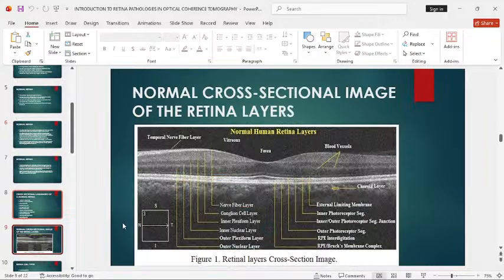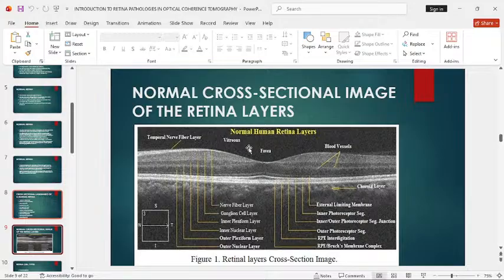So this is a normal cross-sectional image of the retina layers. In this image, you will be able to appreciate all the layers of the retina. So let's quickly look at this. You see the fovea. The fovea will have a depression here. You can see this depression here. This is where the fovea is.